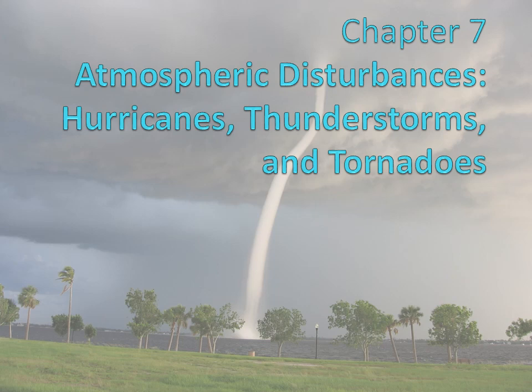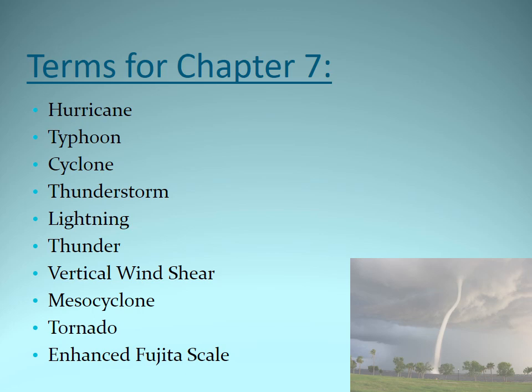So, common terms that we usually find when we talk about severe weather include hurricanes and typhoons. We'll talk about the difference between the two. Cyclone, exactly what a thunderstorm is, the difference between thunder and lightning. Why vertical wind shear is so important in the development of certain kinds of thunderstorms and tornadoes, what a mesocyclone is, a tornado, and something called the enhanced Fujita scale.